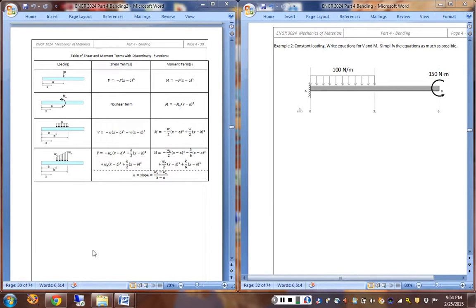Okay, now we will work through the second example of using the discontinuity functions to write the equations for the shear and moment as a function of x. This example is a cantilever beam with a constant distributed load over the first half of the beam and a concentrated moment at the end.